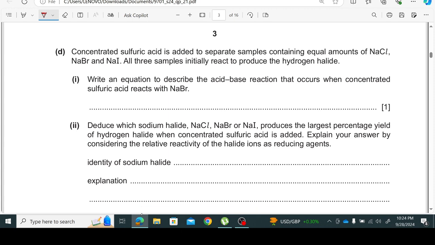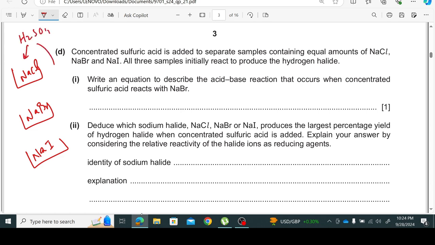concentrated sulfuric acid is added to separate samples containing equal amounts of NaCl. You have 3 beakers, number 1, number 2, and number 3. In this you have NaCl. In this you have NaBr, sodium bromide, and here you have sodium iodide. And you are adding sulfuric acid, H2SO4, into each of them, the same thing in all. Okay? Write an equation to describe the acid-base reaction that occurs when concentrated sulfuric acid reacts with NaBr.